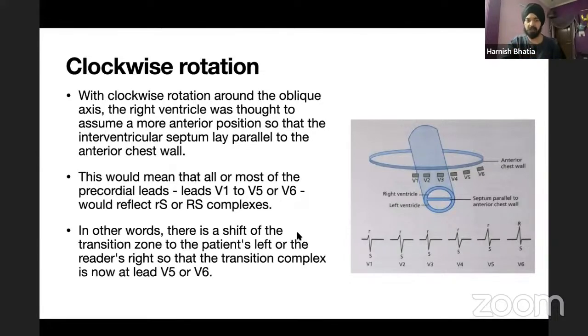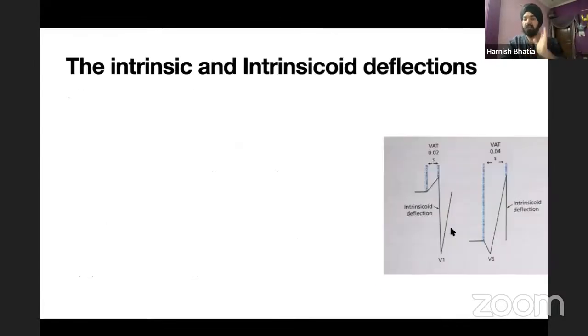of rotation. In other words, there's a shift of the transition zone to the patient's left or the reader's right, so that the transition complex is now at V5 or V6. So most of the leads have prominent S wave. Only V5 has started showing, sometimes even V6 may show, even V5 may not show, R wave. So the transition zone has shifted towards the reader's right or the patient's left. Okay. So that is the clockwise rotation.